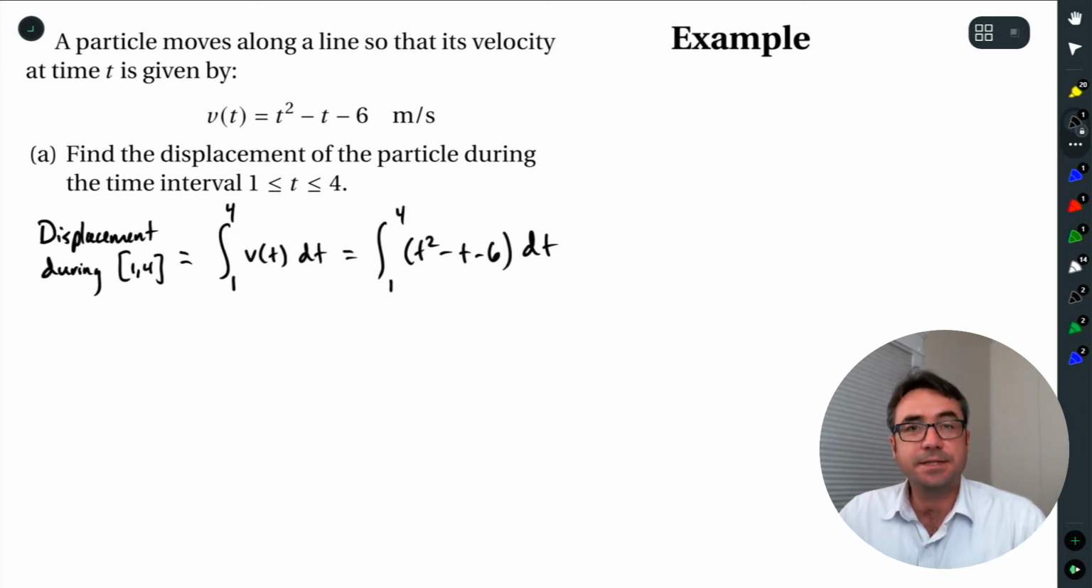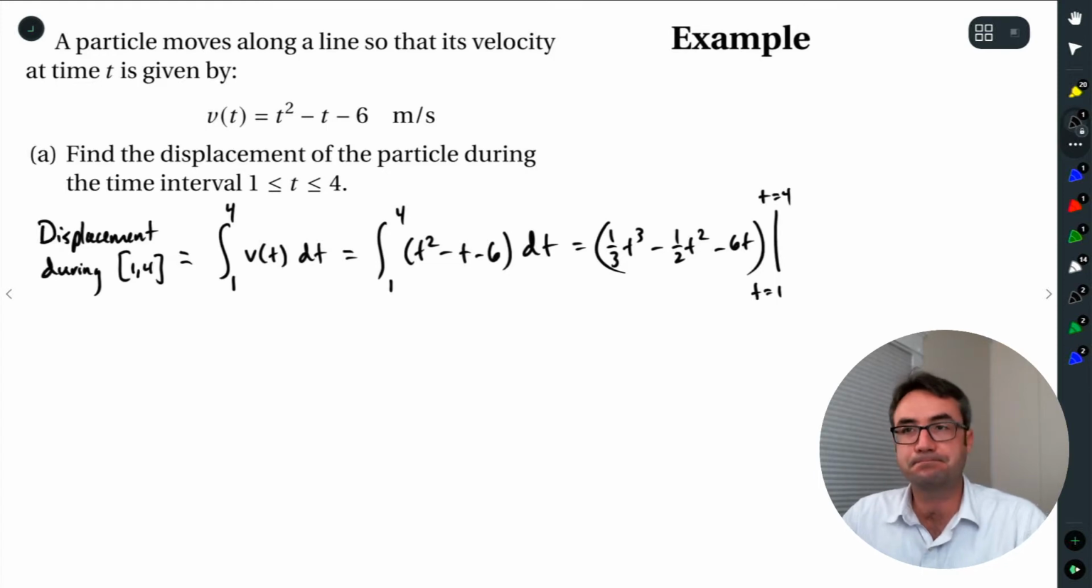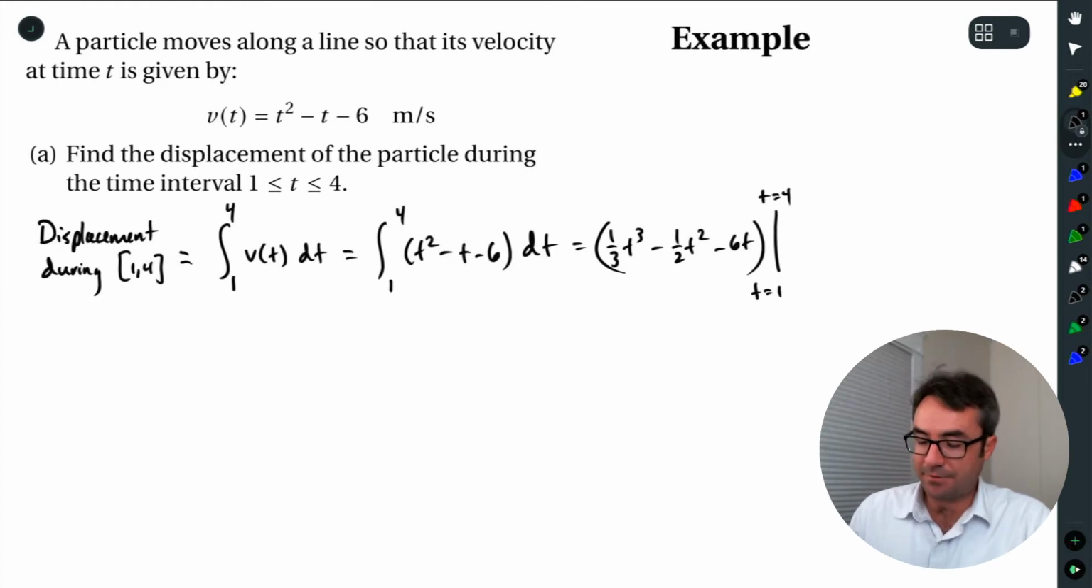Let's get the antiderivative. This is just a regular definite integral now. The antiderivative is 1/3 t cubed minus 1/2 t squared minus 6t, and then we're going to evaluate from t equals 1 to t equals 4. The top number goes in first, the bottom number goes in second, and then we subtract. It helps to write out the framework for these, especially with big antiderivatives like this.